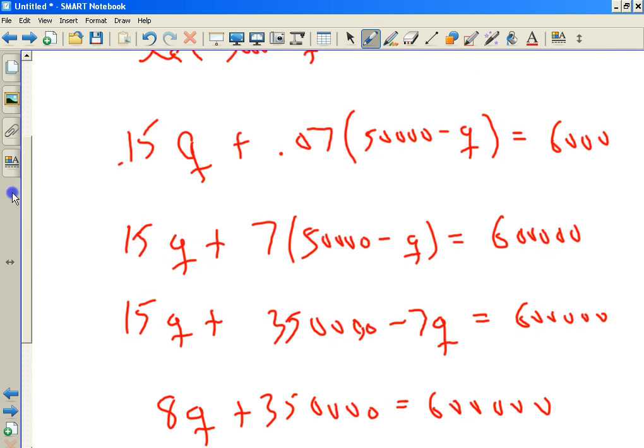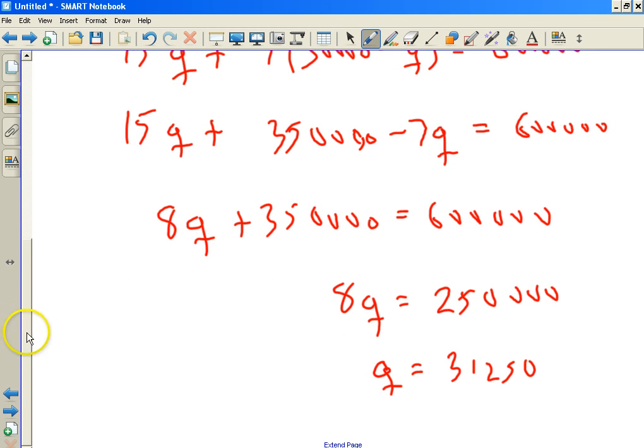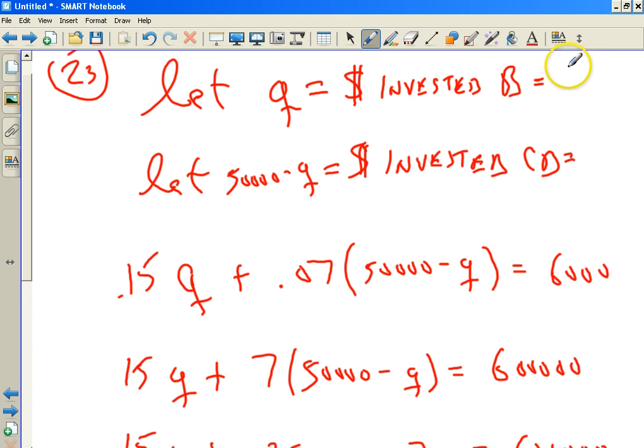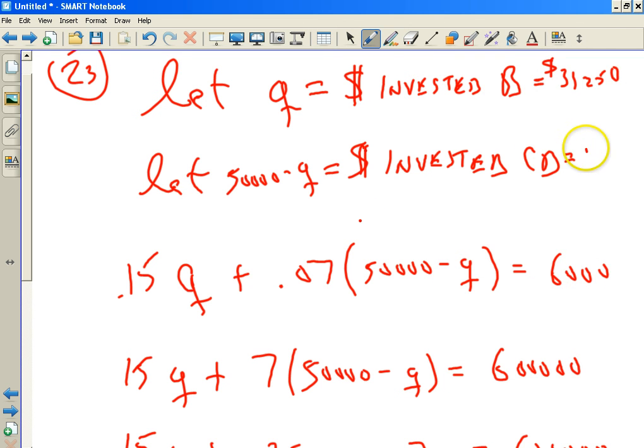No. Remember what we did? You define your variables, you rewrite the word problem as an equation using the variables, you solve the equation for the variable, and then restate the answer. Well, this is 31,250 dollars. Don't forget units. If there are units in the question, there's units in the answer. But what about the other amount? Subtract the 31,250 from 50,000. Oh, okay. Let's be lazy. 50,000 minus 31,250 is 18,750 bucks. Ta-da!